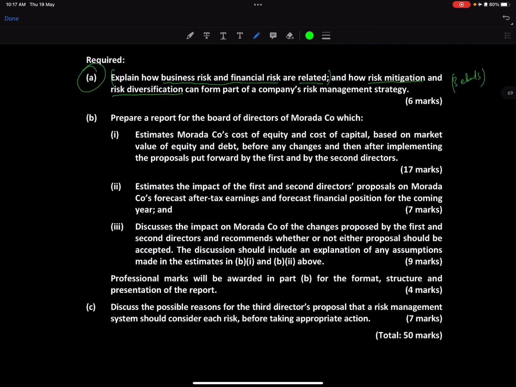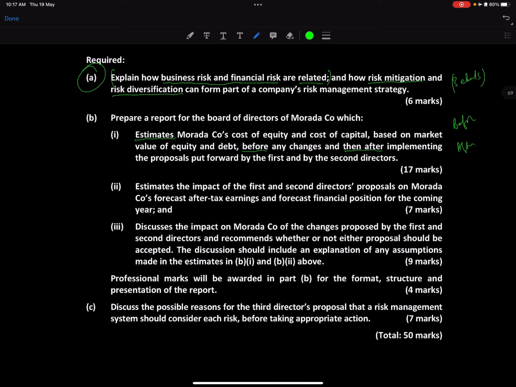And then in the second thing, we need to prepare a report for the BOD of Morada, and then estimates. So estimates are always for numerical stuff, right? Estimate Morada company's cost of equity and cost of capital. Okay, so KE and WACC based on market value of equity and debt. So that's how we normally do it, isn't it? And then before any changes, and then after. So it's two scenarios. Within that, before and after, we have to find cost of equity and cost of capital, right?